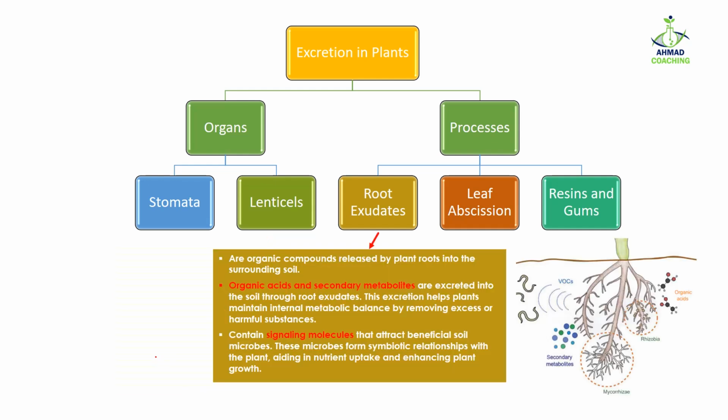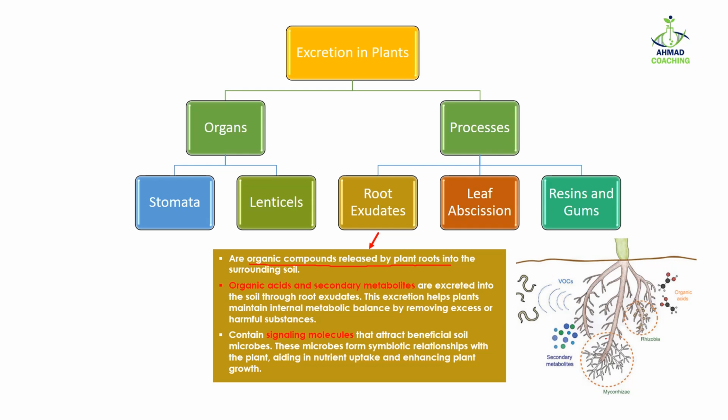Then comes towards the processes which are involved in the excretion process. The first one is root exudates. Root exudates are organic compounds which are released by the plant roots into the surrounding environment. So here we have roots, and these roots are going to remove the organic compounds into the surrounding environments.